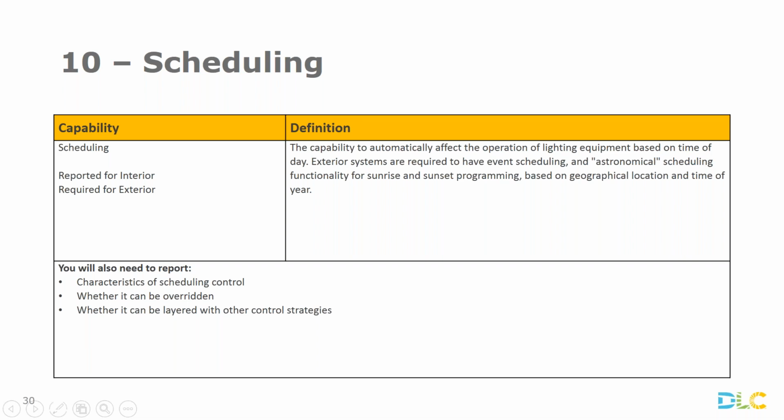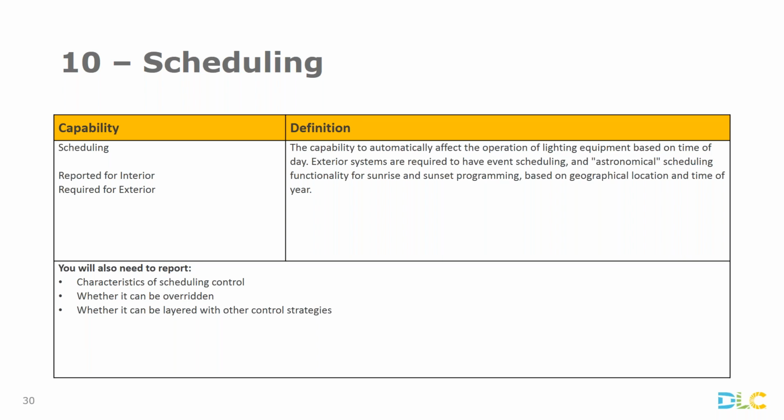The next one is scheduling. As Gabe was saying before, reviewing the tables, it's reported for interior and required for exterior. We kept the definition just about the same because scheduling is such an inherent aspect of exterior lighting controls. We feel comfortable requiring it for exterior products versus for interior, where scheduling and occupancy somewhat overlap with each other, are different means to achieve the same end.